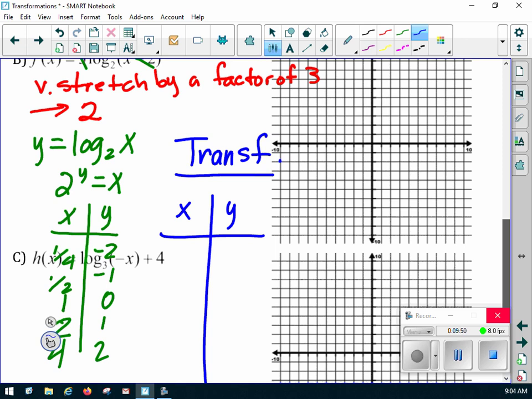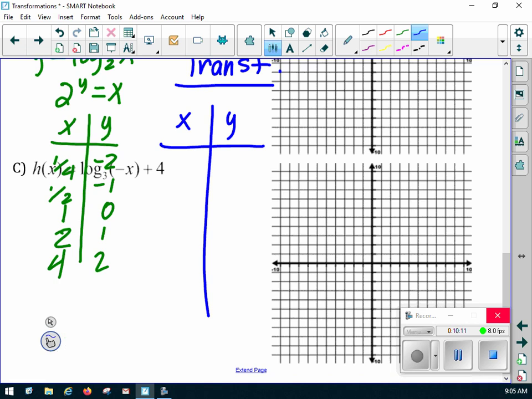Vertical stretch by a factor of 3. What does that tell us to do? Multiply the y value by 3. And what do I have to do here? Add 2 to x. So I've got one thing to do to y, one thing to do to x. All right, let's do x first. Let's move x right 2. A fourth plus 2 is 2 1/4. A half plus 2, 2 1/2. 1 plus 2, 2 plus 2, and 4 plus 2.